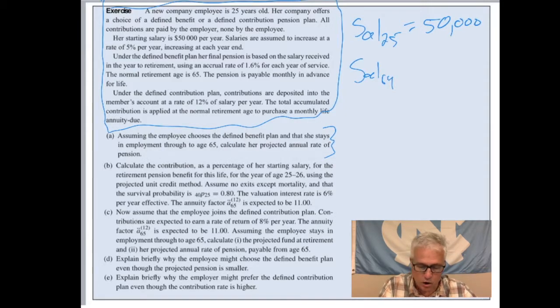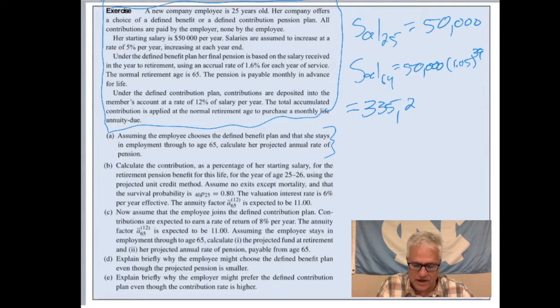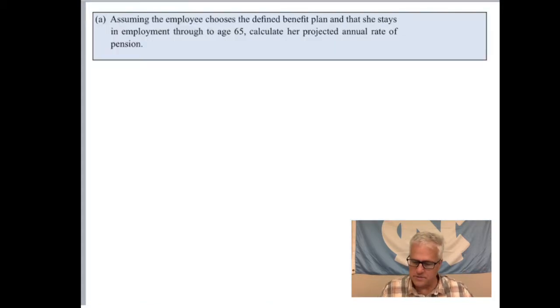And that's going to be her current salary, $50,000, times 1.05 to the 39th. And when I do that calculation, we get that her salary at age 64 will be $335,238. Sounds like a nice ending salary. Okay, so we'll use that on this page to actually calculate the pension.